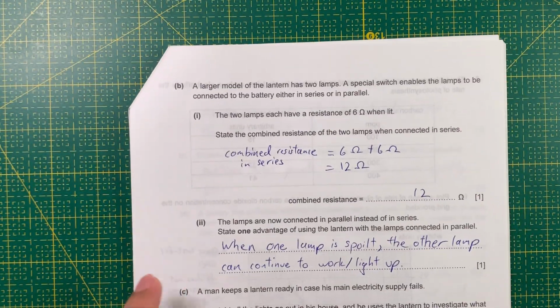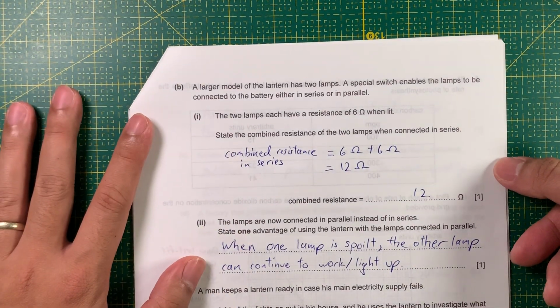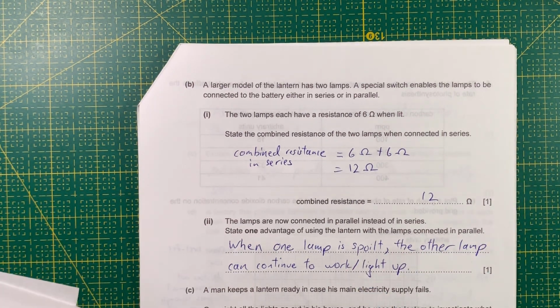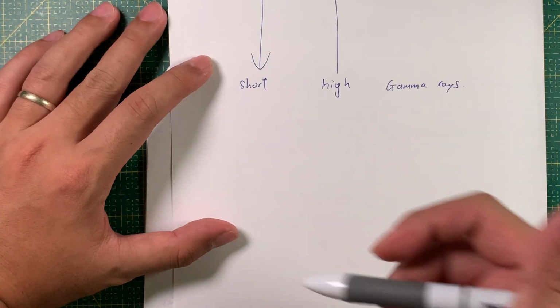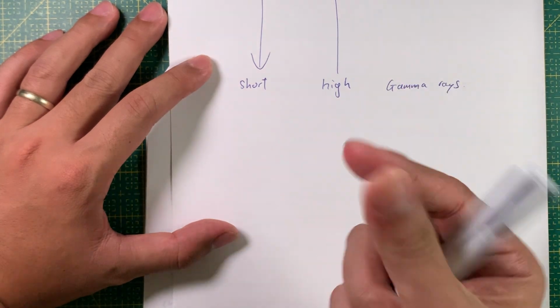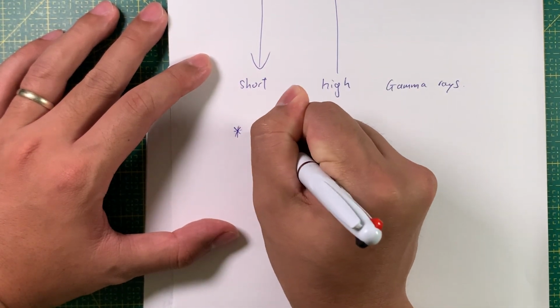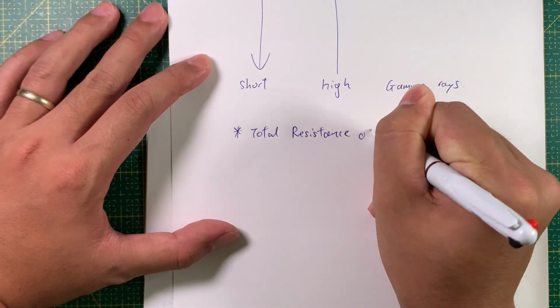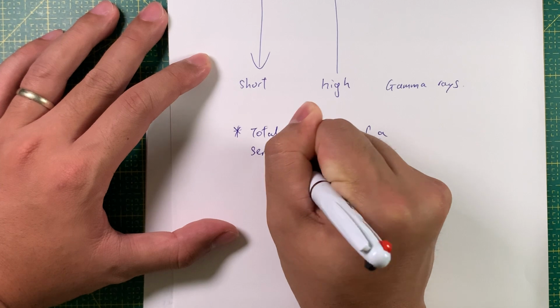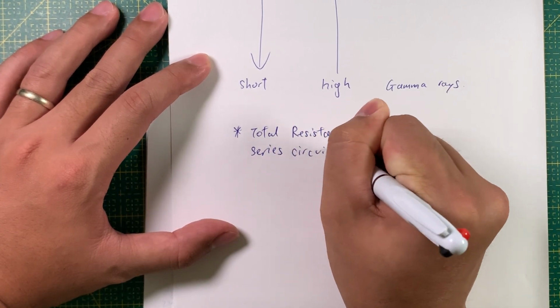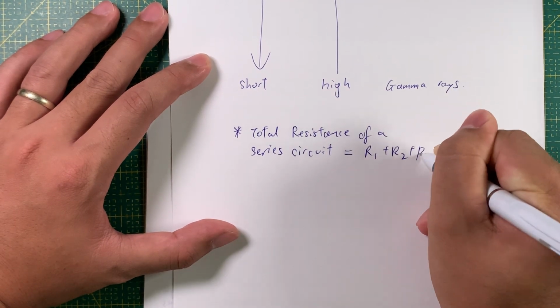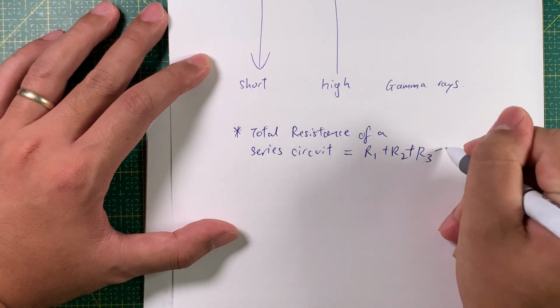Part B. You need to know that for a series circuit, the total resistance, you just need to add them up together. I'll jot this down for you as one of your notes. The total resistance of a series circuit is equal to R1 plus R2 plus R3, plus so on and so forth.